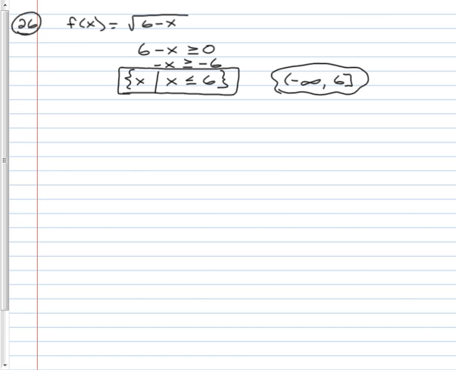32. Graph. F of x equals 4 minus the square root of x.